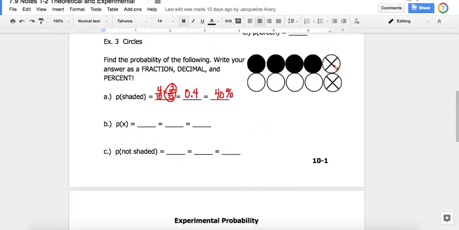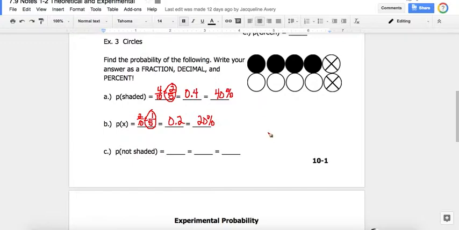Okay, the probability of X's is 2 out of 10, so that's 2/10, but that can be simplified by dividing top and bottom by 2, and that would give me 1/5. Now our first fraction was 2/10 before I simplified it, so I can just write it as 0.2, and move it 2 to the right, and that would give me 20%.